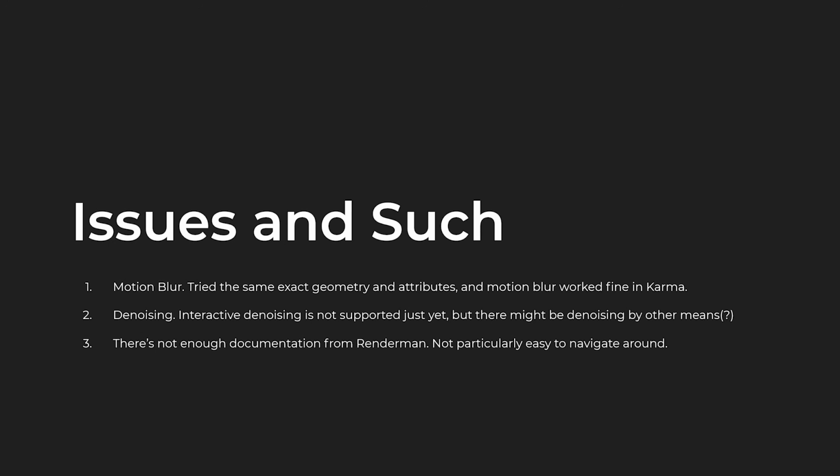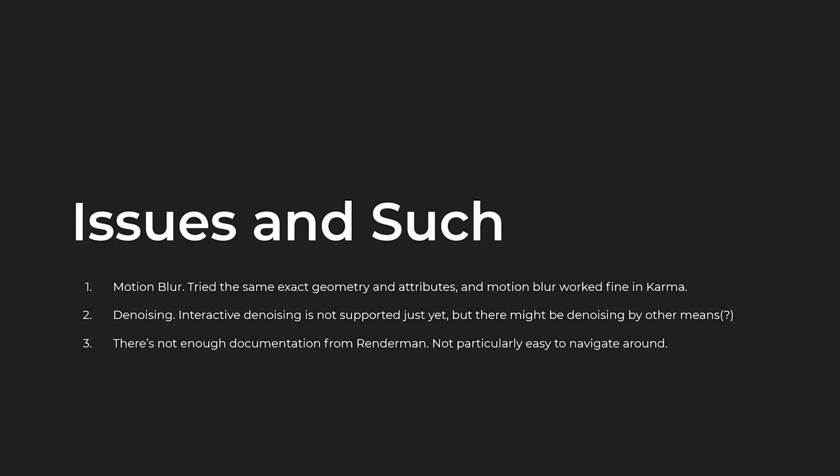I also did a test with the same geometry and the same velocity attributes and all that, and it worked fine in Karma. But when I switched it over to Renderman, there wasn't any motion blur. I tried changing the velocity attributes, multiplying it by 2, multiplying it by 100, nothing changed. So I'm not sure how to get motion blur to work just yet, but I know it's able to do that. Number 2 is denoising.